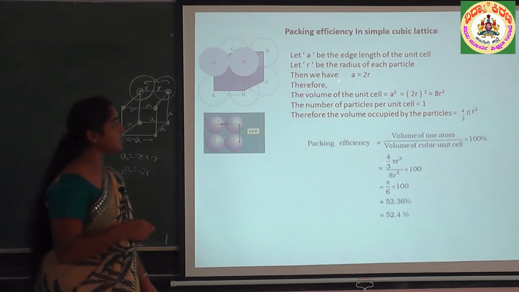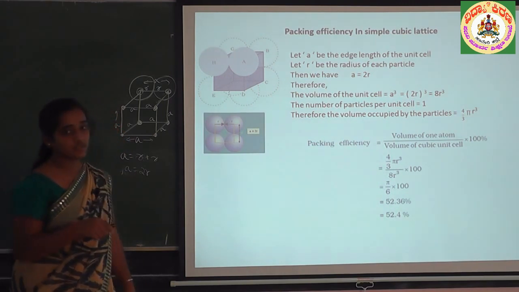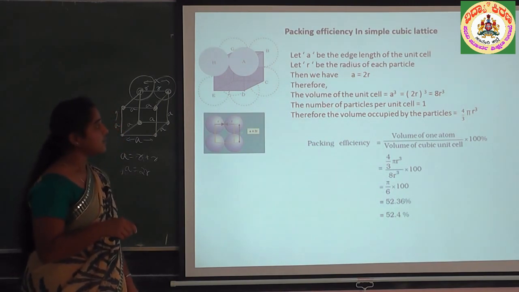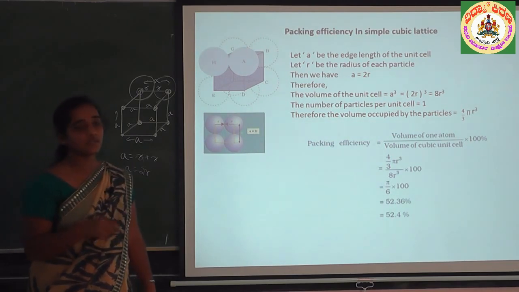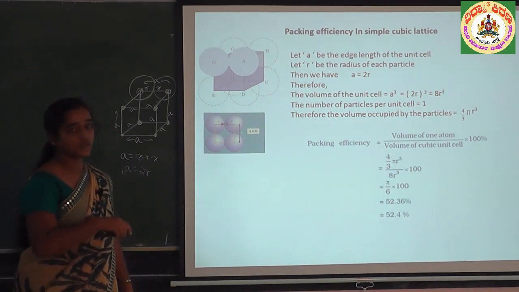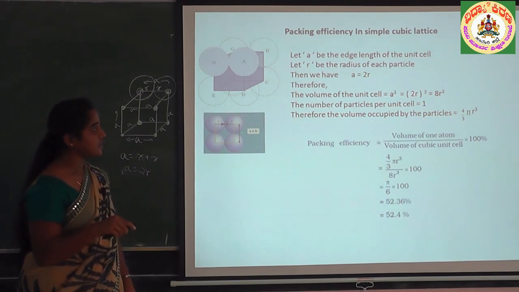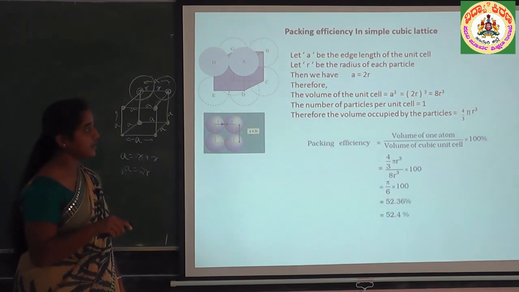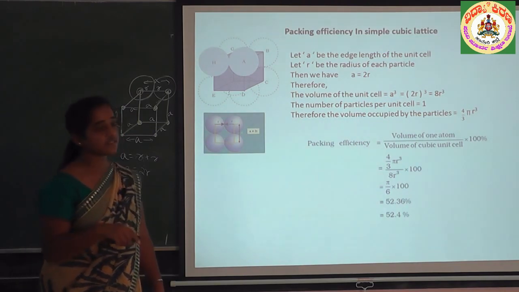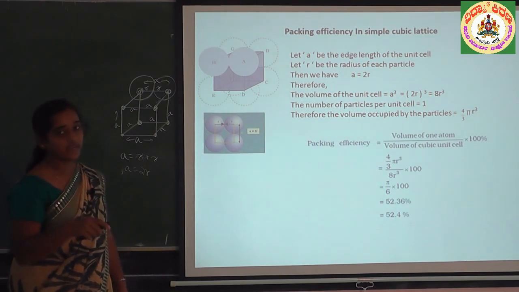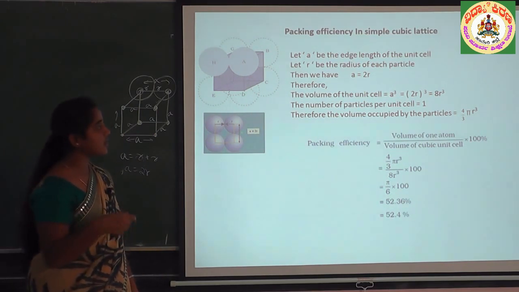The volume of the unit cell: this is a formula. How do we calculate the volume of the unit cell? We calculate it as height into length into breadth, that is A into A into A, which is A cube. Since A equals 2R, I substitute 2R in place of A: 2R whole cube, that is 2 into 2 into 2, 8, and R into R into R, R cube.